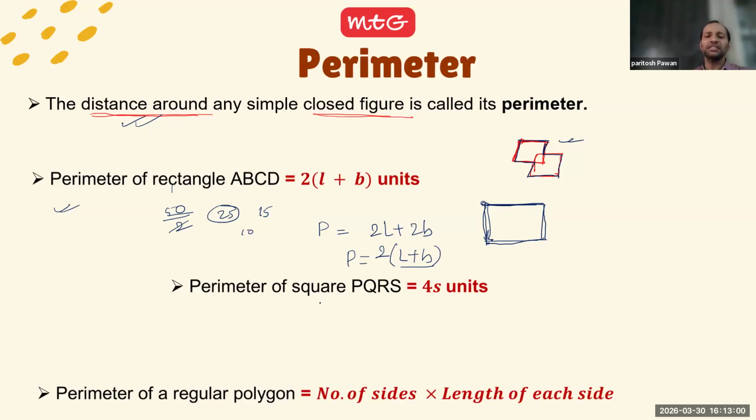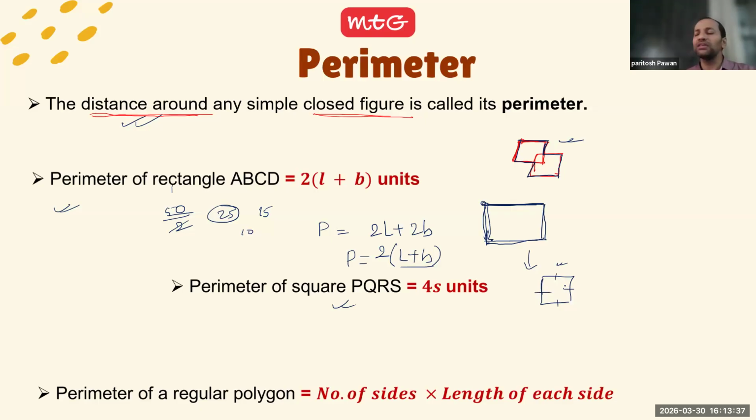Next is the perimeter of a square. We know in a square all four sides are equal. A square is also a type of rectangle. In a rectangle, what is the definition? Opposite sides are equal and all angles are 90 degrees. In a square also, opposite sides are equal and all angles are 90 degrees. So a square is an example of a rectangle, but it is a special type of rectangle in which all sides are equal and all angles are 90 degrees.